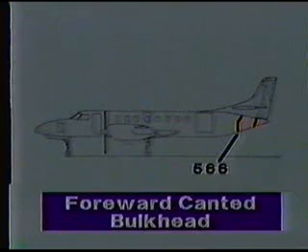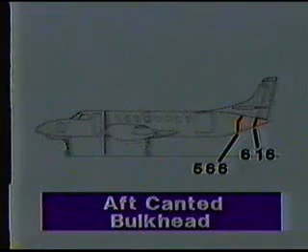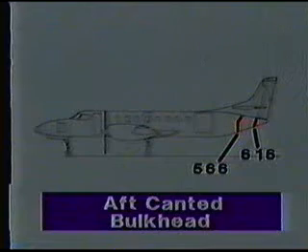The two bulkheads to which the forward and aft vertical stabilizer spars are bolted lean backwards and are usually referred to as the canted bulkheads. The larger of the two, located at fuselage station 566, is frequently referred to as the forward canted bulkhead, while the one located at fuselage station 616 is usually called the aft canted bulkhead.